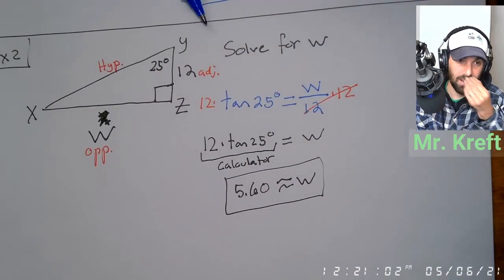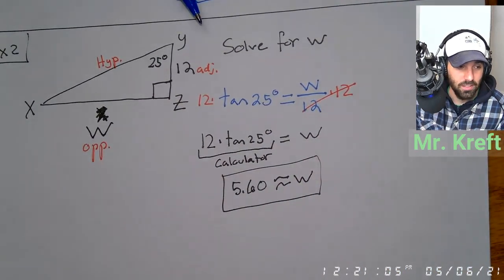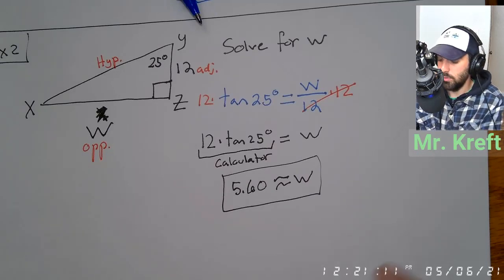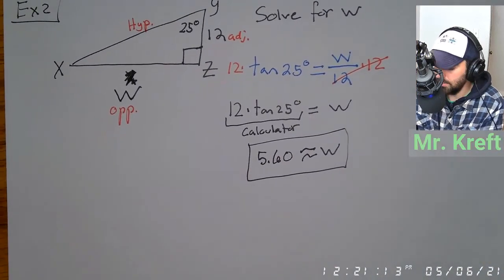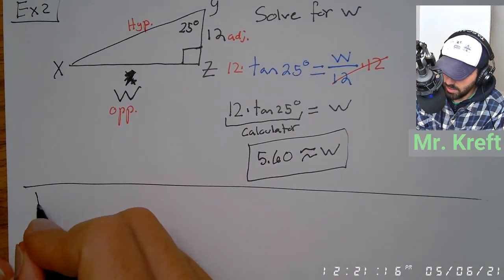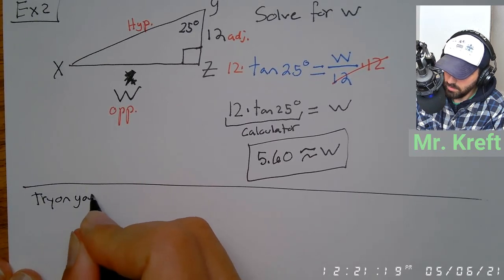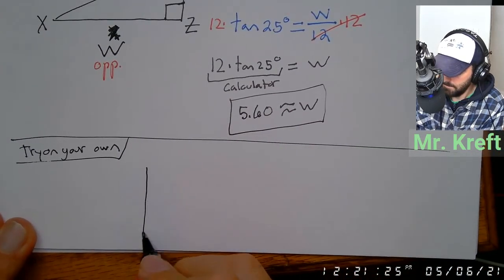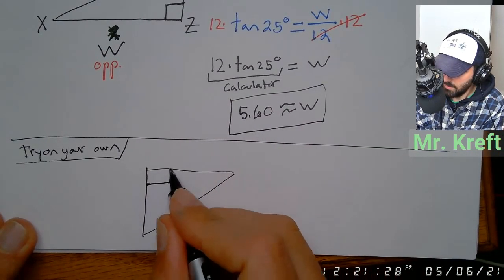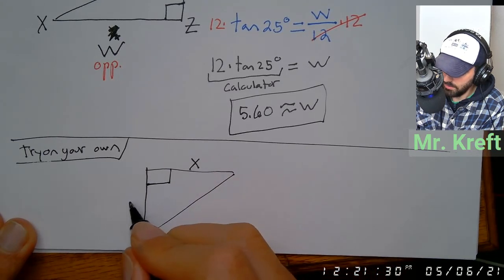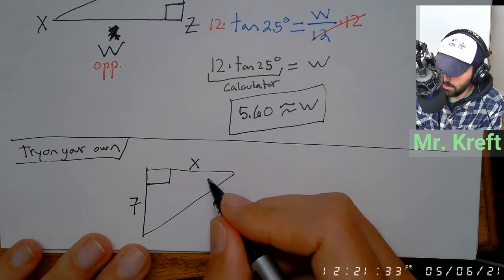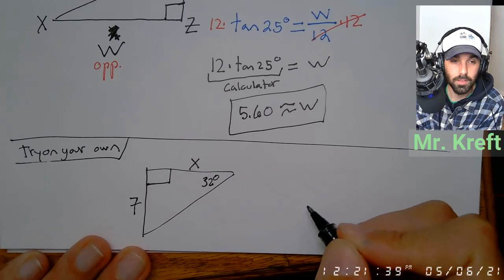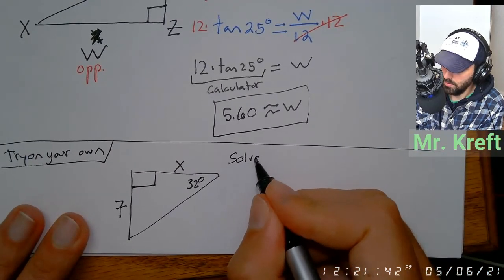Okay. All right. We just did our second problem. How are people feeling? Do you guys want to try one really quick? Let's try one really quick. So before you guys leave, let's try on your own. I'm just going to make a quickie. Okay, so let's say this is x. Let's say this is 7. And let's say this is 32 degrees. Okay, solve for x.